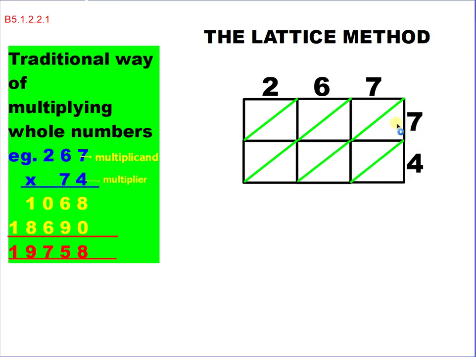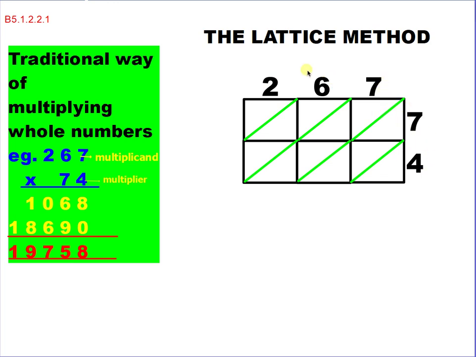Now is the time for us to start. Of course, we did our bisecting of the cells by drawing diagonal lines from top right corner to down left corner. We want to start by multiplying the multiplier by the multiplicand. So 7 will multiply 2, and then 7 will also multiply 6, and then 7 will multiply the 7. Then down here, 4 will multiply 2, and 4 will multiply 6, and 4 will multiply 7.